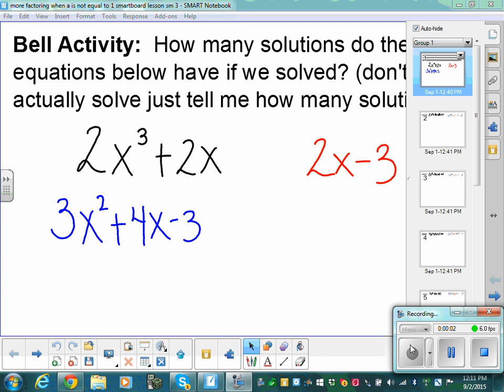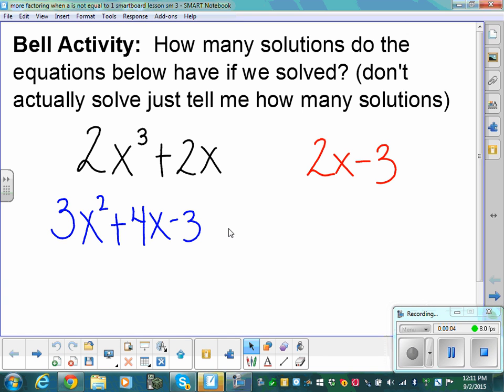All right, on this one, guys, it says, how many solutions do the equations below have if we solve? So it's not asking you to actually solve this. It's just asking how many answers we would have if we did end up going through and solving these. So what we know is that you always look at the highest degree, and that's how many solutions you'll have. That's called the fundamental theorem of algebra. The fundamental theorem of algebra just says whatever the highest degree is, that's how many solutions you'll have.